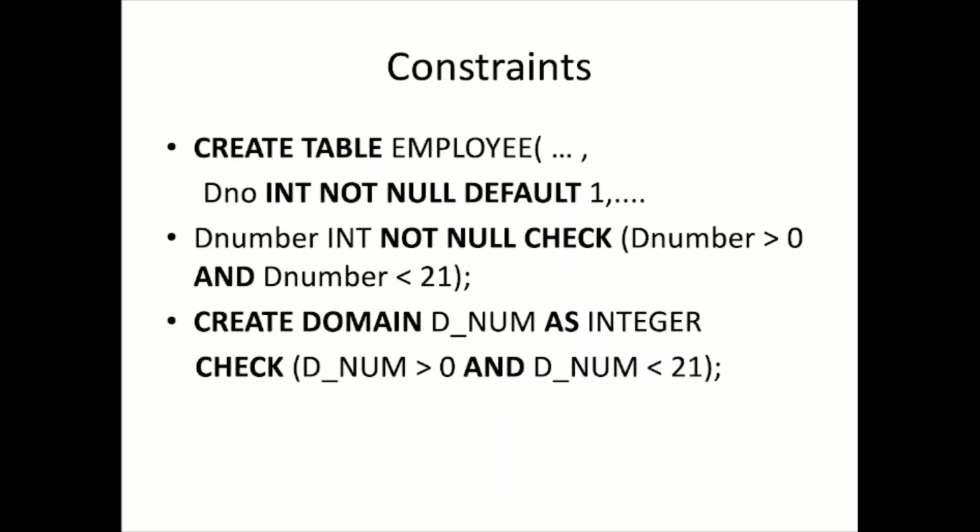We have already seen different constraints: key constraints, integrity constraints, and referential integrity constraints. Then after that, we have seen other types of constraints. These are specific to the particular column. So if we want to specify such constraints, it's possible using this check. Okay, check constraint.